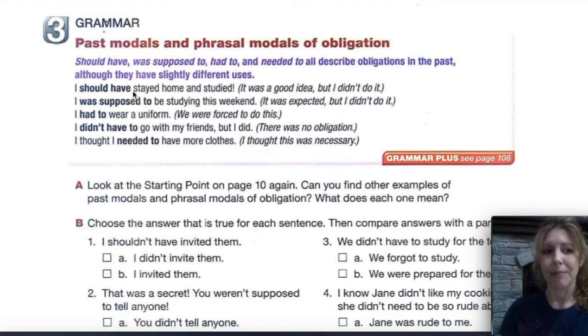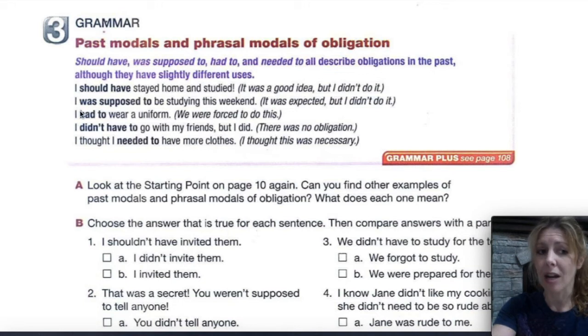You can put a not with was supposed to. I was not or I wasn't supposed to go to the beach with my friends, but I did. I was not supposed to go anywhere. I was supposed to stay home and study. So you can add a not or negative in these and it will be the opposite.